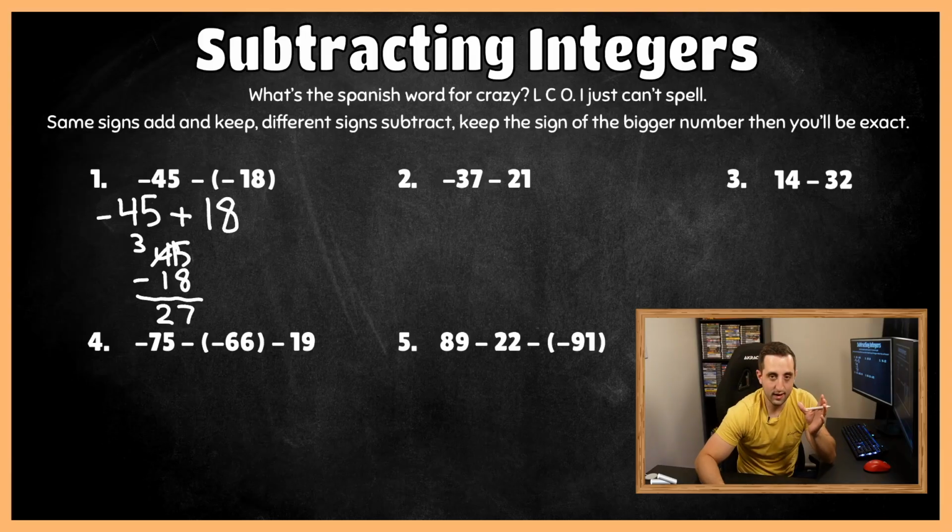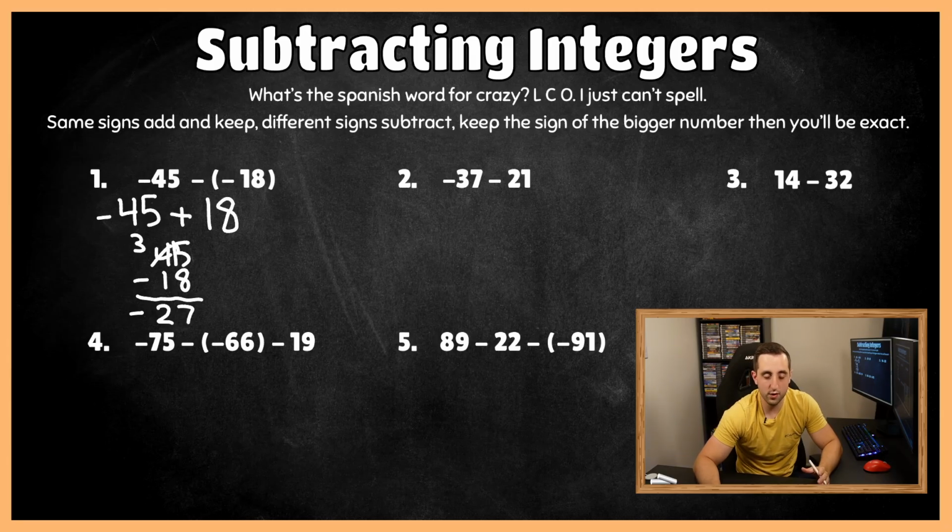And then the ending of this rule is keep the sign of the bigger number, then you'll be exact. Well, 45 is a larger number, however, it's negative, so we want to keep that sign for our final answer. So our actual final answer is negative 27. Let's move over to number 2.